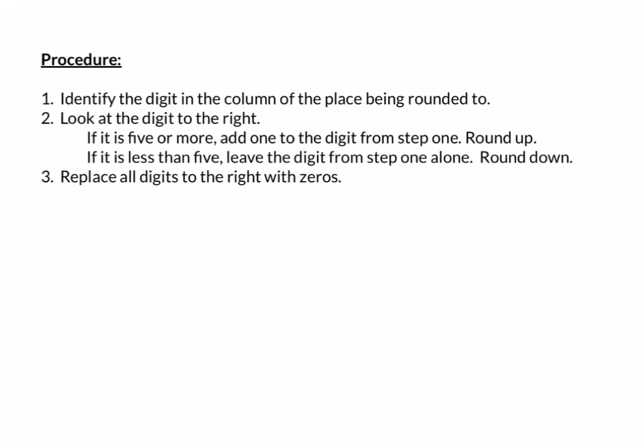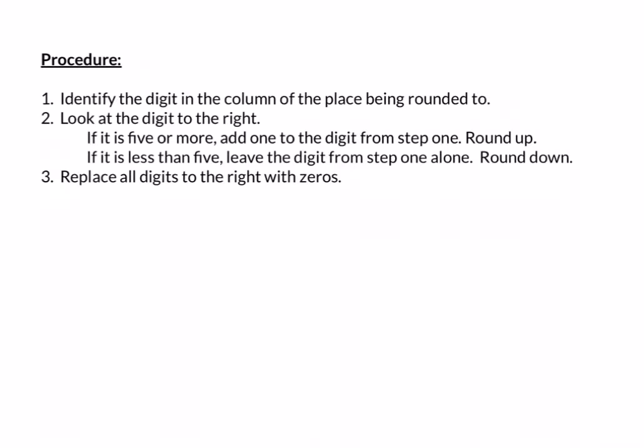So our procedure in order to round, the first thing we want to do is identify the digit in the column of the place being rounded to. The easiest way to do this is go ahead and underline it. This is the digit that we're going to be working with.